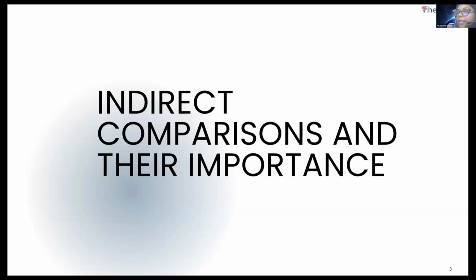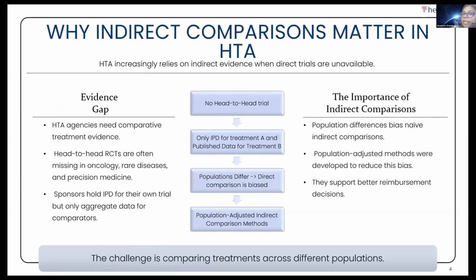So let's start with why indirect comparisons matter in HTA in the first place. HTA agencies need evidence comparing competing treatments, but direct head to head trials are often missing, especially in oncology, rare disease, and precision medicine. Sponsors typically have IPD for their own trial, but only published aggregate data for the comparator. If you compare the two naively, differences in the patient populations bias the result. Population adjusted indirect comparison methods were developed precisely to reduce this bias and support more informed reimbursement decisions. The real challenge here is not comparing treatments, it's comparing them across different populations.